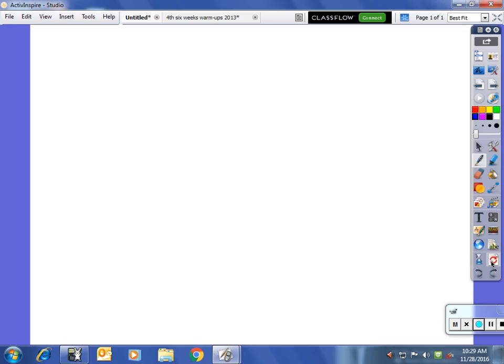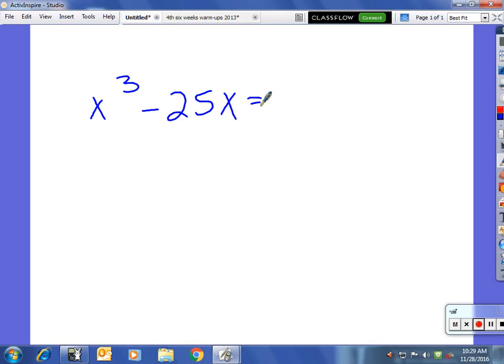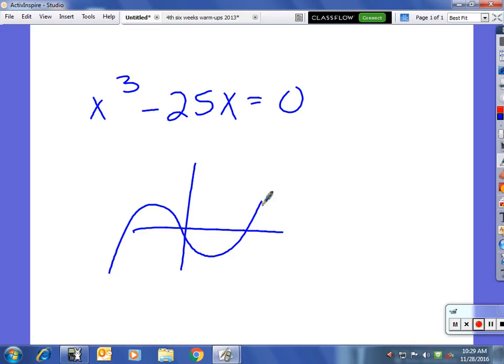All right, here's another weird case. Sometimes you're going to have an exponent that's higher than a 2. Let's look at one like that. How about x to the third power minus 25x equals 0? Guess how many times this thing crosses the x-axis? 3 times. This is not a parabola. This is something else. It's going to look something like this. It's going to cross once, twice, 3 times.